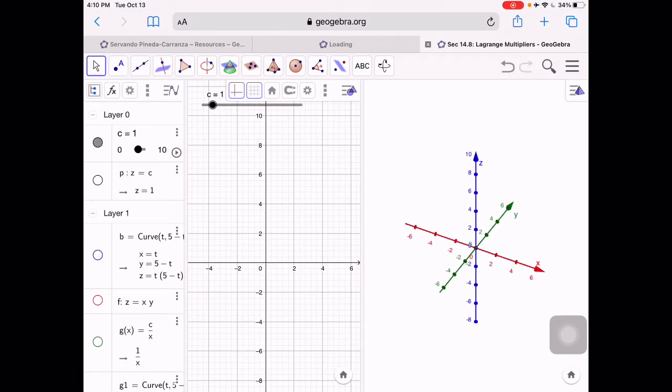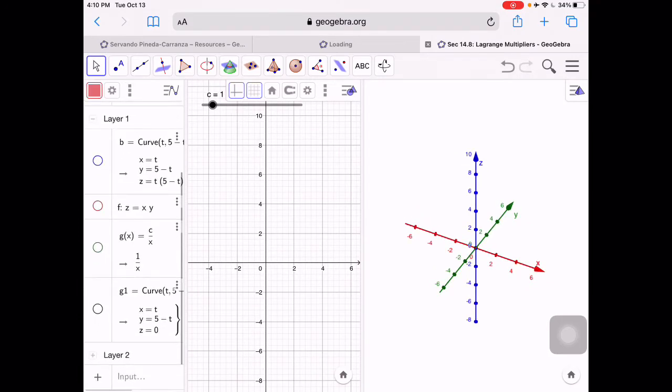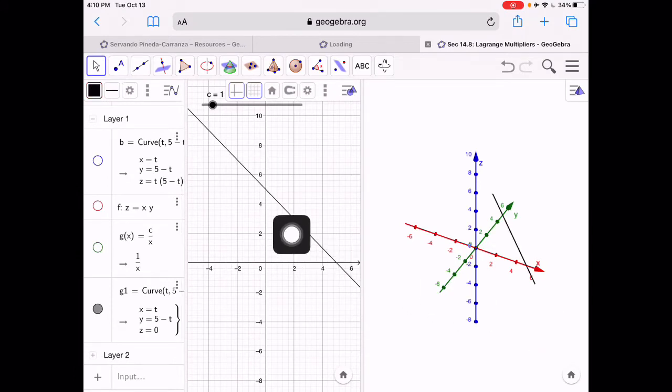So I'm going to graph the level curve. Here it is. It's right here on the xy plane, and it's also here on the xy plane. It's the same level curve, but you're viewing it in R2 here, and here you're viewing it in R3. Okay. So it's the same level curve.